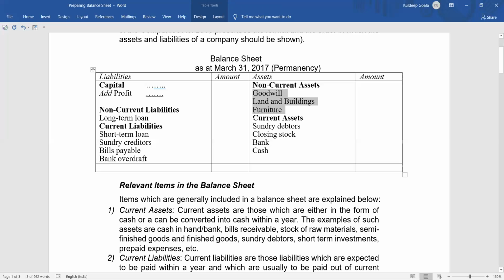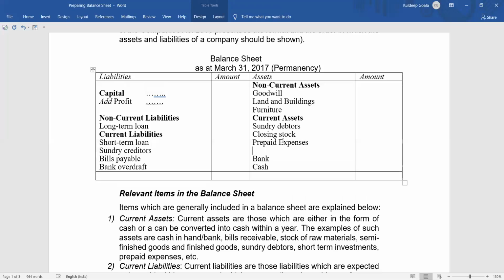Then under the heading current assets, we get sundry debtors, closing stock, then bank, cash, all this. We also get some other items like prepaid expenses. Then you can even get some items like bills receivable. These all things can come here.